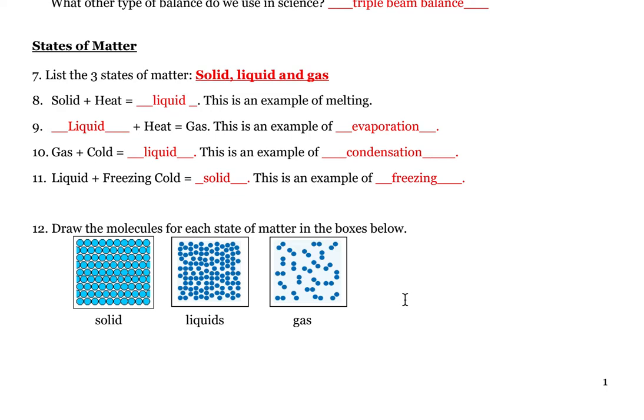Number 12 says, draw the molecules of each state of matter in the boxes below. Remember that solid has particles that are very tightly packed together. Liquid particles are a little bit spread out, not as packed. And gas particles are spread further out and they are moving very, very fast.